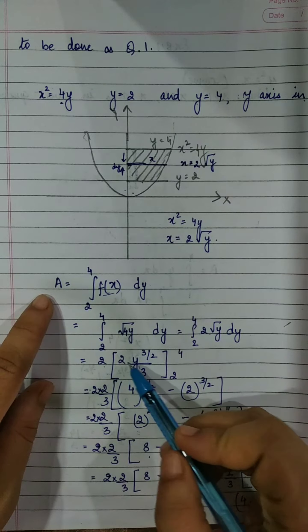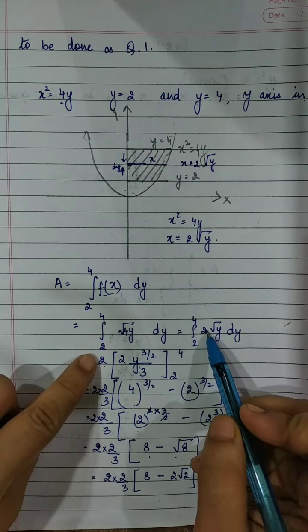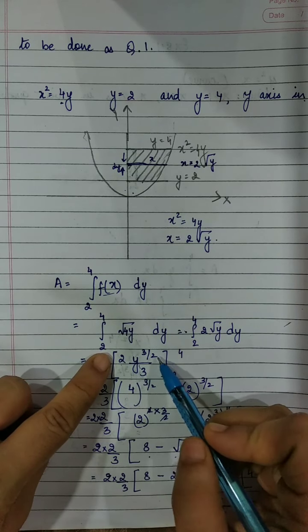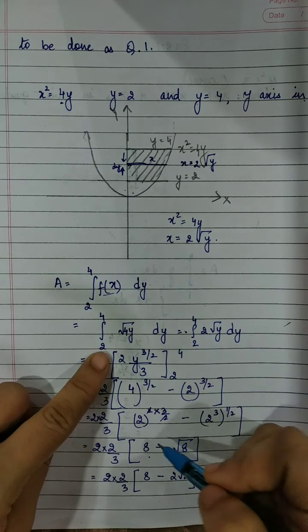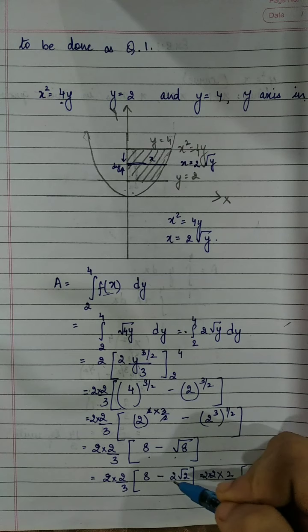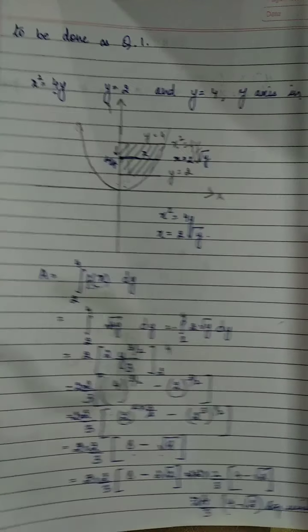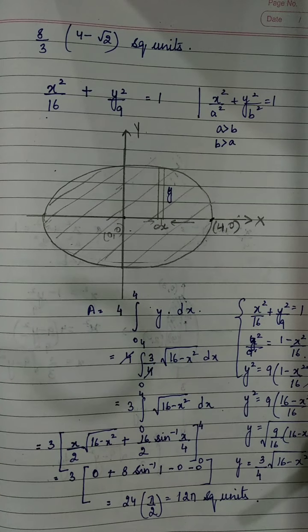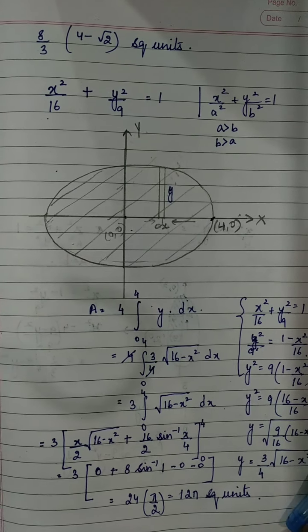So this is how we are going to write it. Once we integrate it, it will be 2. This 2 I can take outside, and the integration of this is 2 by 3 y to the power 3 by 2. Again, I can simply integrate, right? I get 8 here minus root 8. Root 8 can be written as 2 root 2. So once I solve this out, my final answer comes out to be 8 by 3 times 4 minus root 2 square units. I hope that's clear.